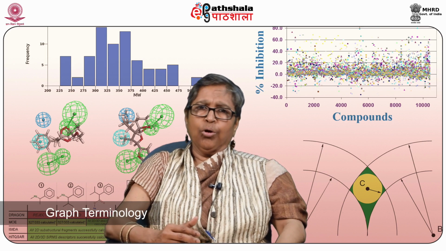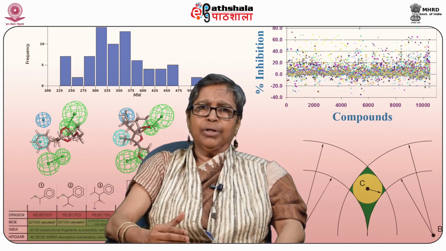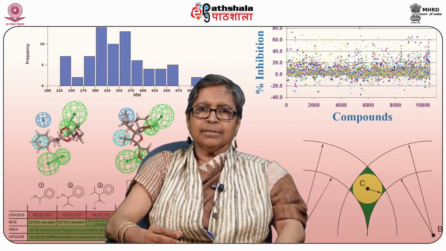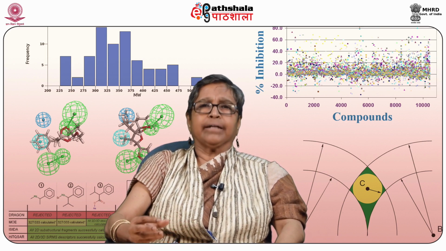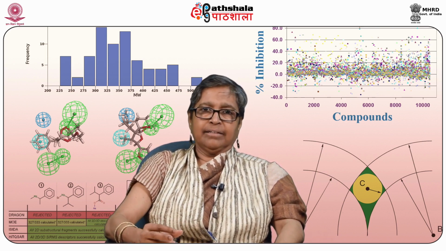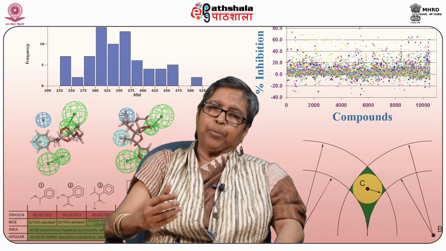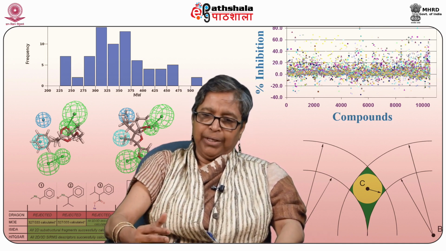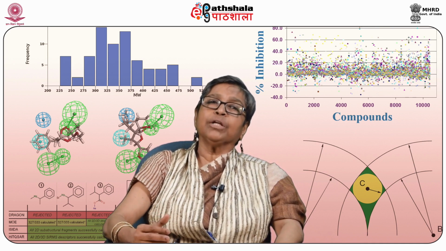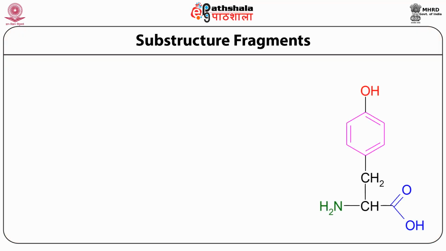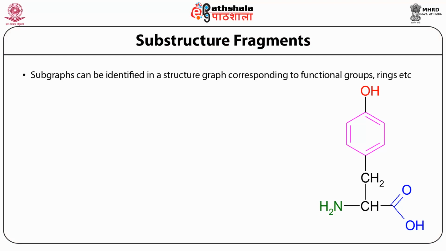Graph terminology also includes something called a forest, which contains many graphs that are disconnected from each other. A property of this forest is that it must have many components of graphs. Here I show you how to find the substructure fragment. Basically, we use graph theory to identify this. This is a substructure fragment; these are the subgraphs, and this can be identified.